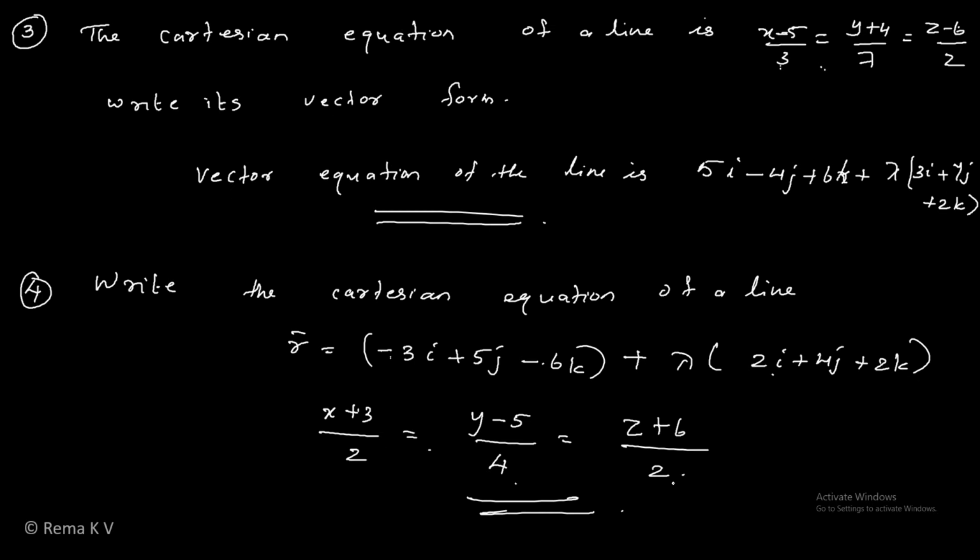Is this clear? When a point on the line and a vector which is parallel to the line are given, how can we write the Cartesian equation and vector equation of the line? So now we are going to write the equation of a line. Next is the second one.